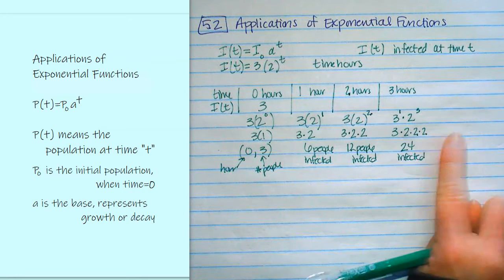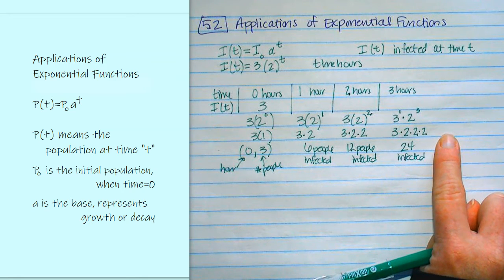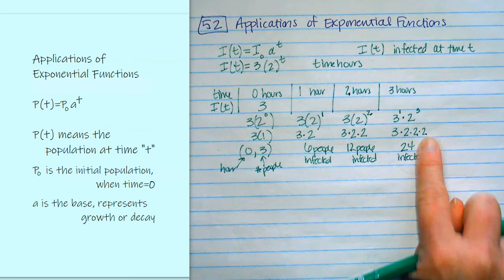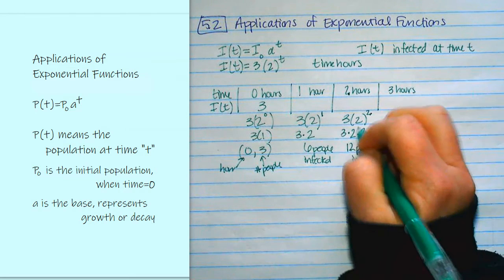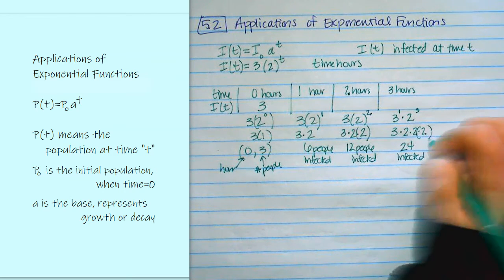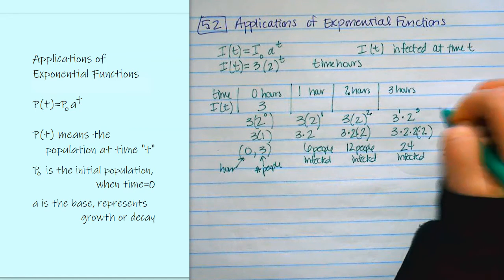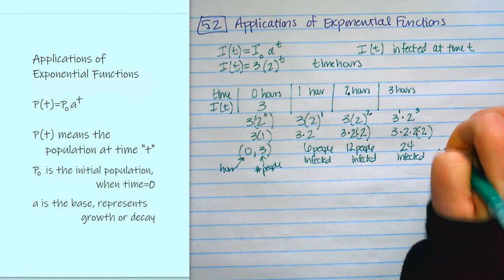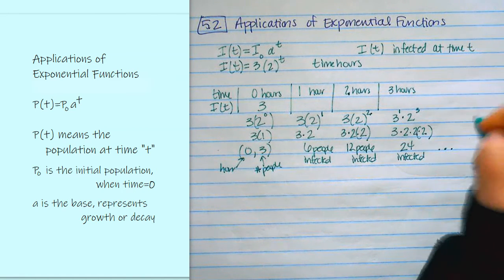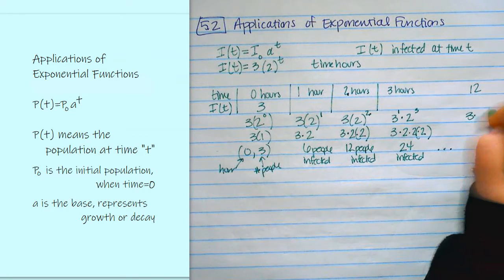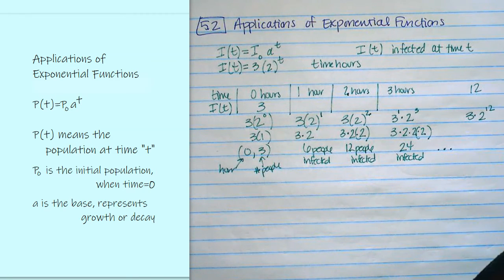So the next one's going to be 3 times 4 2's, and then 3 times 5 2's. There's one more 2. This doubles the previous example. It just keeps happening over and over again. And dot, dot, dot. If we have 12 hours, we're going to have 3 times 2 to the 12th.